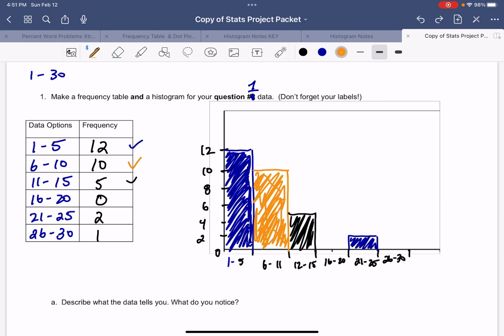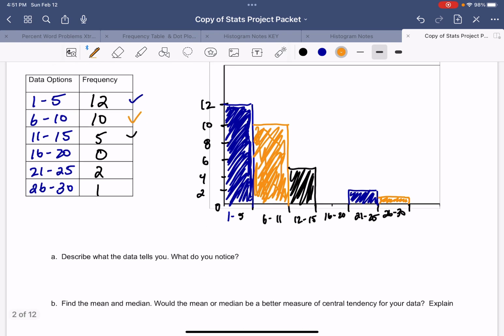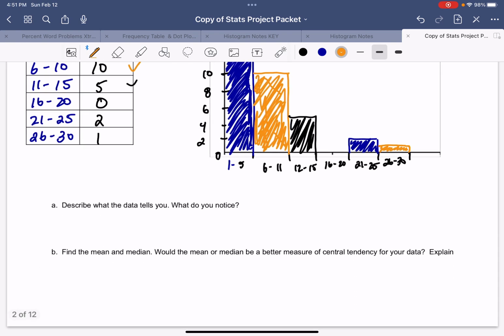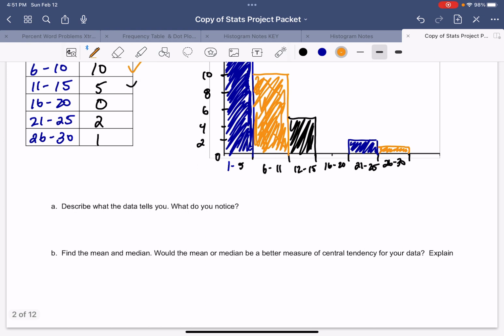My last one only has 1. All right? So this is what your histogram should look like. Of course, your data is going to be different, so your bars are going to be at different heights and so on. Once you get to this part, you're going to go down to question A. What does the data tell you? What do you notice?